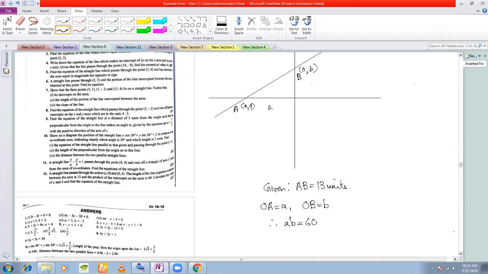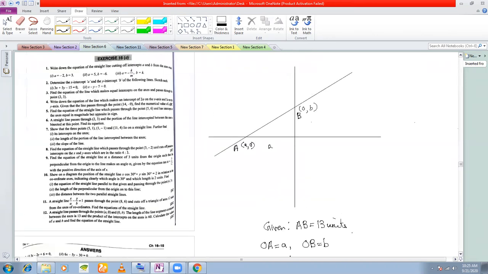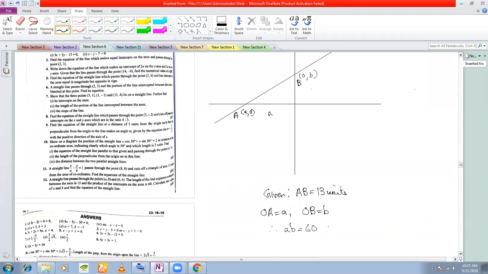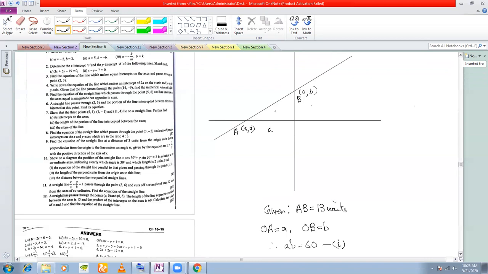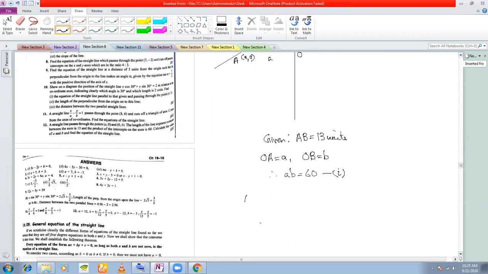Okay. We need to calculate the values of A and B. Now see here, we have got one equation. Let us call this equation number 1, the relation between A and B. Also, this triangle is a right angle triangle in which the hypotenuse is given to be 13 units. This is your origin. Okay, so therefore, what do you have? AB square is equal to OA square plus OB square.